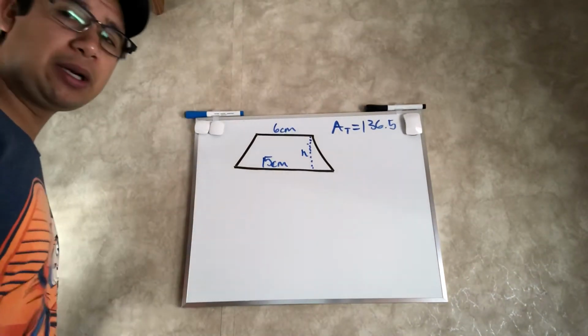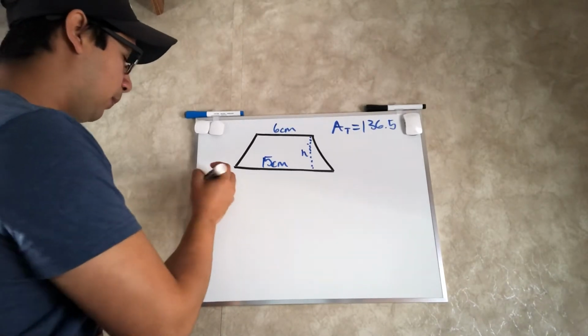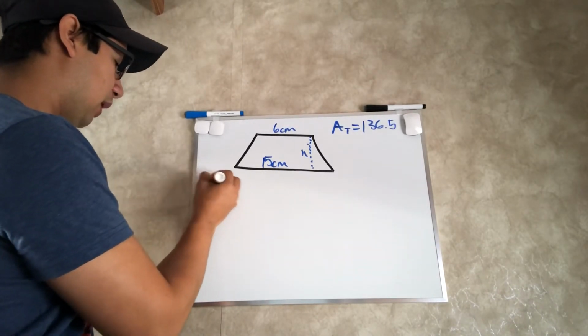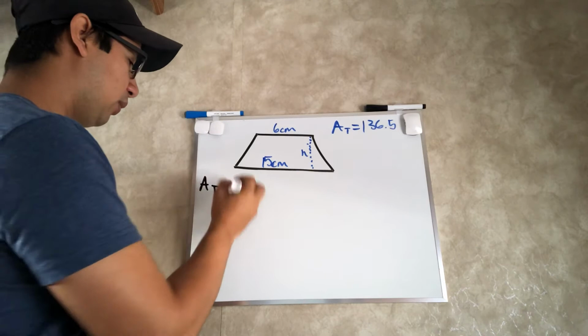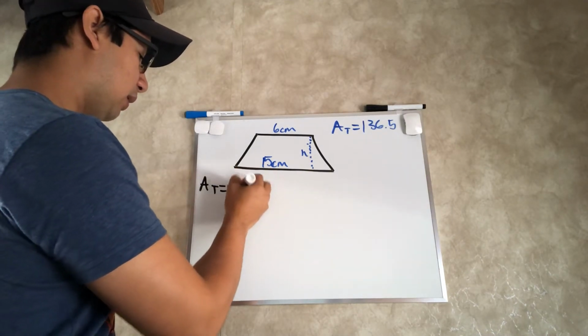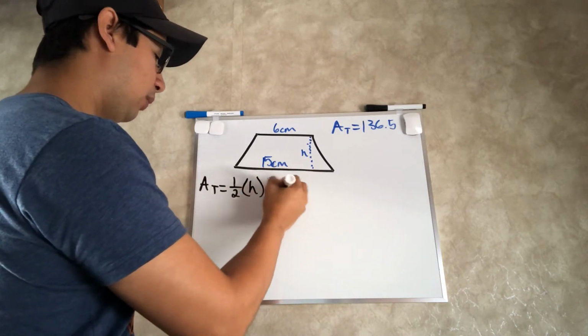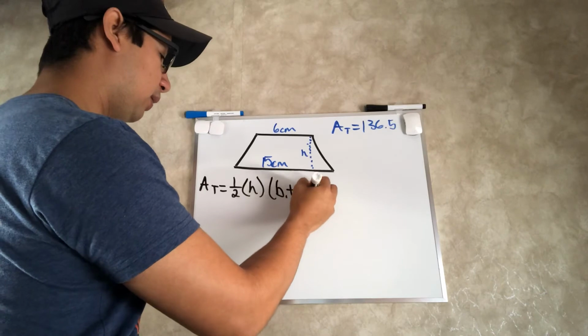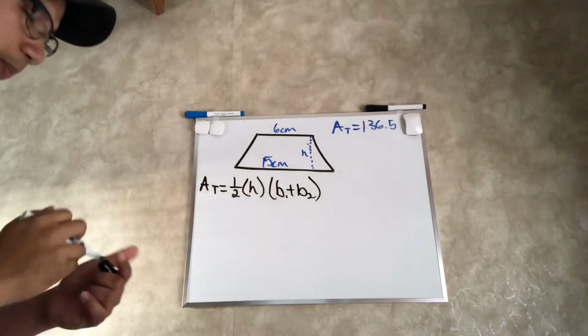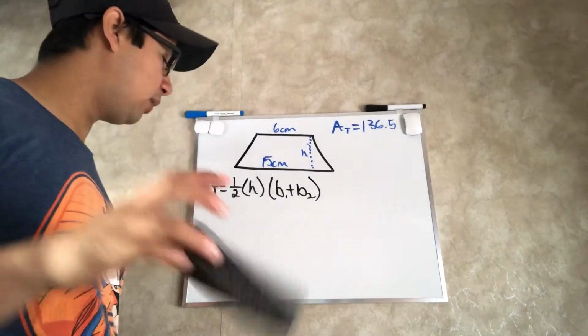Well, let's start out by writing down the formula for a trapezoid. So that's going to be the area of a trapezoid is equal to 1/2 times your height times your base 1 plus your base 2. Okay, so now all we're going to do is substitute these values.